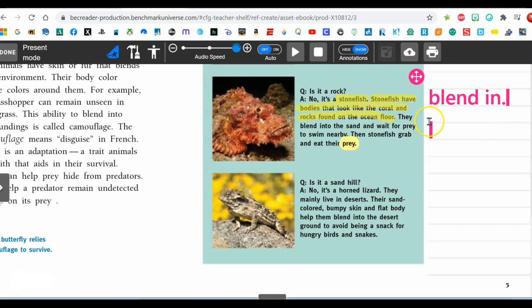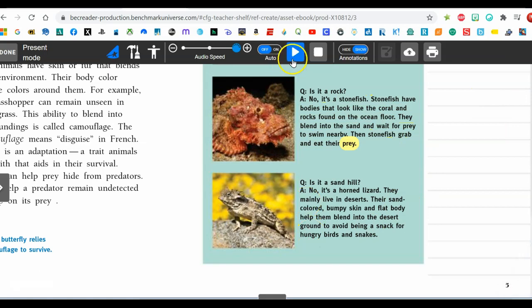Okay, is it a predator or prey? How do I know it's a predator? Because of this, look. It says that it waits for the prey. If it waits for the prey, what's the stonefish then? A predator. Plus right here it says blend into the sand. Then they wait for the prey to swim by, and the stonefish grabs it to eat their prey. So what are they? It's a predator. Okay.